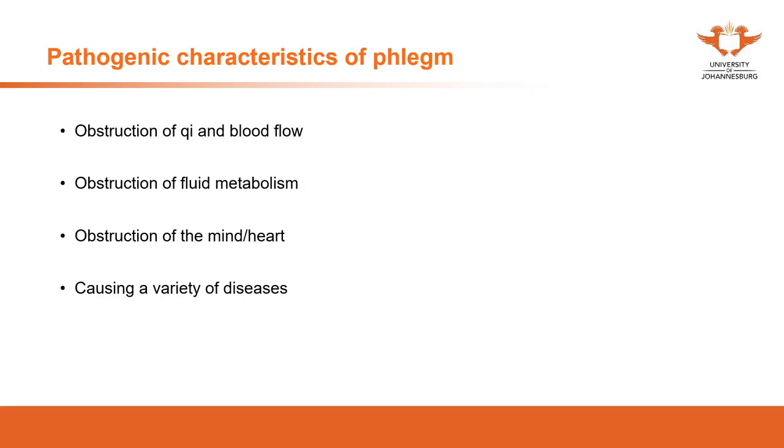Then the next is the characteristics of phlegm. The first characteristic of phlegm is obstruction of qi and blood flow. Phlegm will obstruct qi and blood flow. That's because the phlegm is a physical object. Once it stays in the pathway of qi and blood, either in the meridians or sanjiao, it can obstruct the flow of qi and blood.